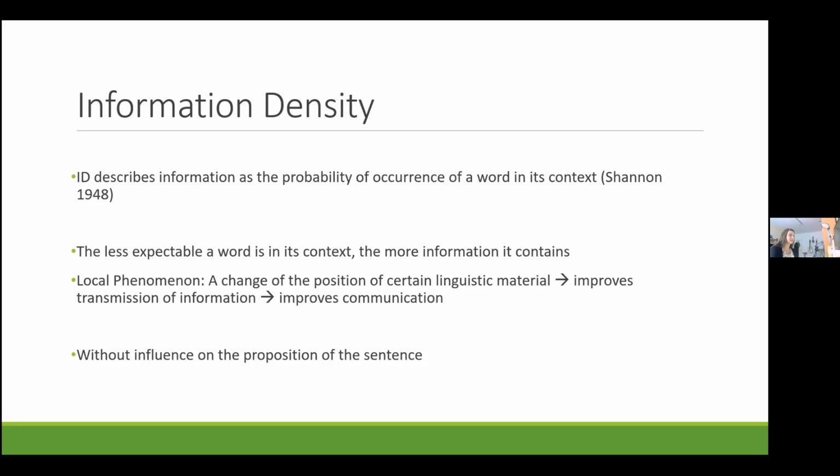In Shannon's classical approach, this is quite a local phenomenon. So if we have a change in the position of certain linguistic material, this already might improve the transmission of the information and therefore also the communication itself. I want to make this point clearer in the next 2 slides. Before that, please note that information density is never concerned with a change or an influence on the proposition of the sentence. It's only about its coding.